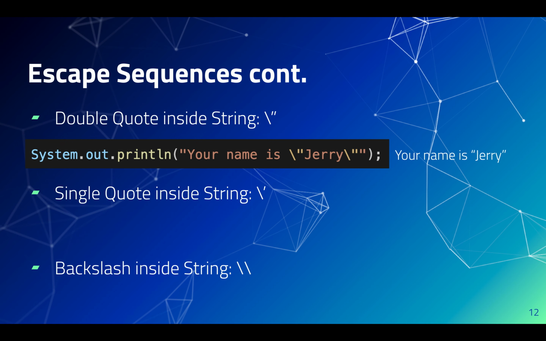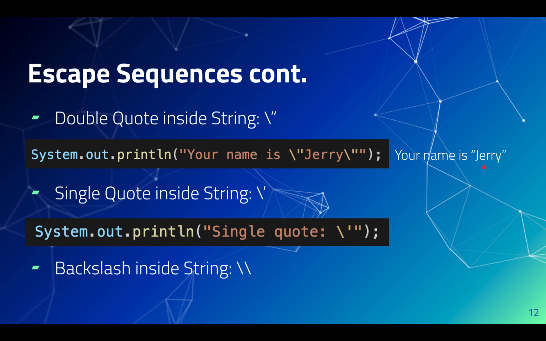So here we use it for double quotes. We have our backslash and our double quote, and then we say Jerry, and then another backslash and double quote, and then we have our actual double quote to just end the string. And you'll see here the output will be Jerry and there won't be any backslash. And here we use it for a single quote.